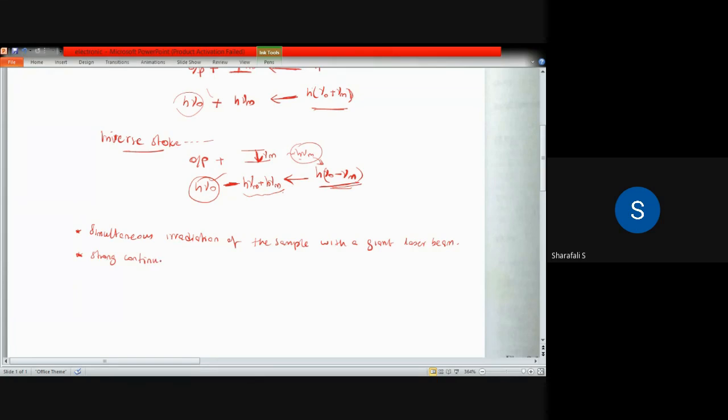Strong continuum covering the stokes and anti-Stokes, strong continuum covering the Stokes and anti-Stokes region. So we have to provide the incident radiation to the sample.